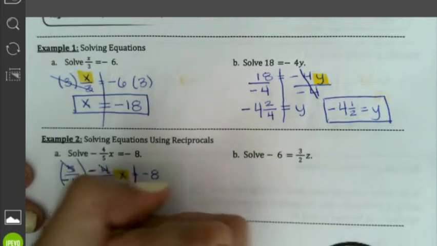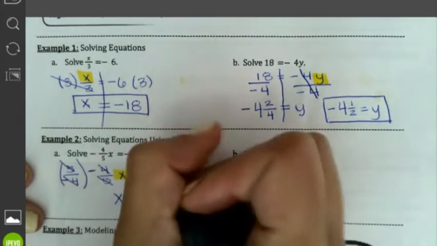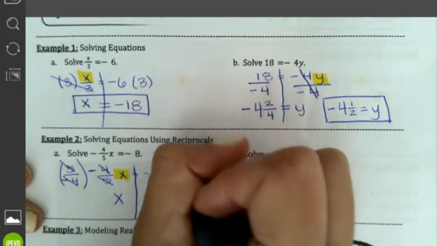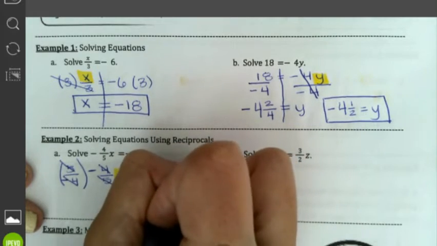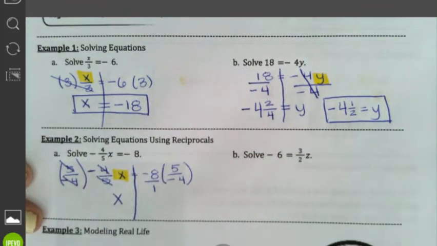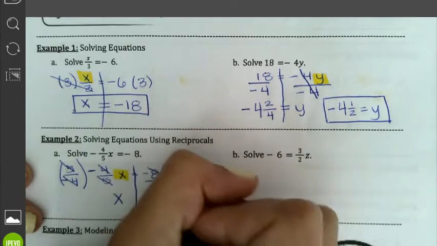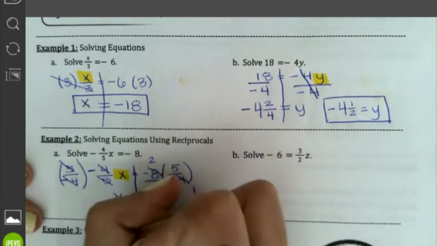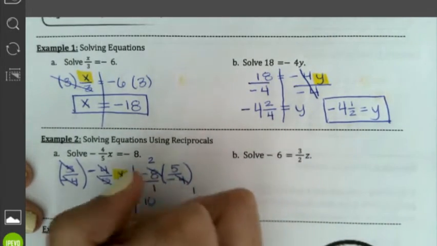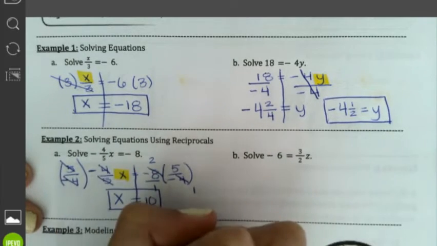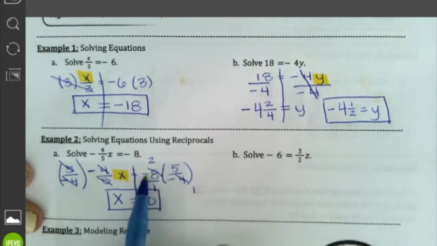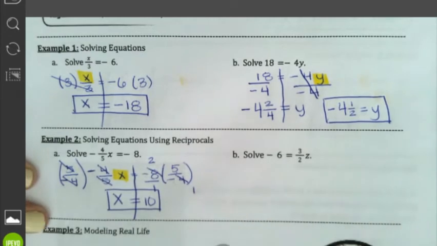So this part cross cancels and leaves me with x, and we need to make sure that we're doing the same thing to this side. I'm going to make negative 8 into negative 8 over 1. I cross cancel, and that gives me x equals positive 10. Because 2 times 5 is 10, 1 times 1 is 1, negative times negative is a positive. So we get positive 10.